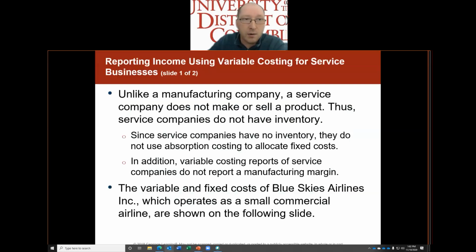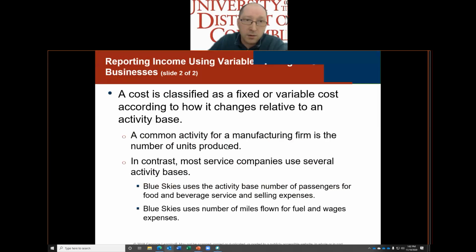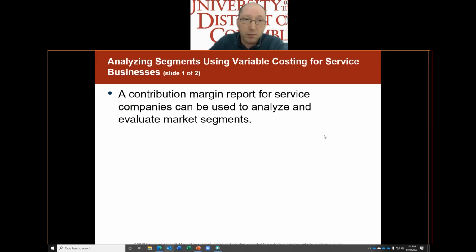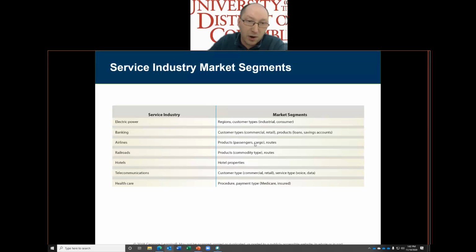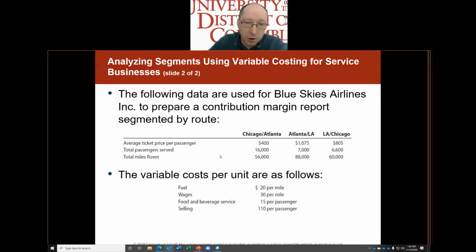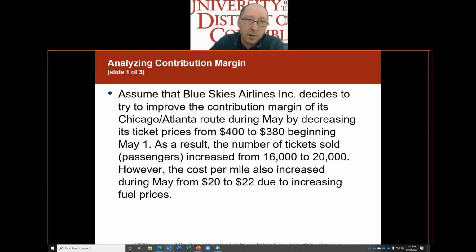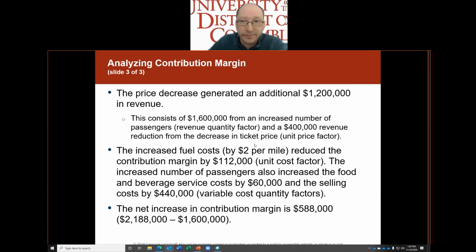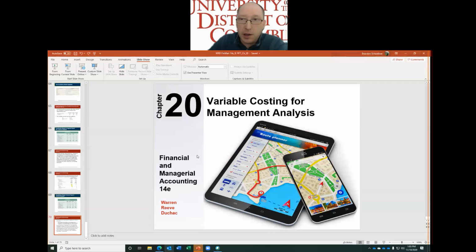I think we're almost there. Let's see, reporting income. I'm just kind of breezing through some of this because it's really not as important. A contribution margin report for service companies can be used to analyze and evaluate market segments. Nice to know, right? And we're there, yay.